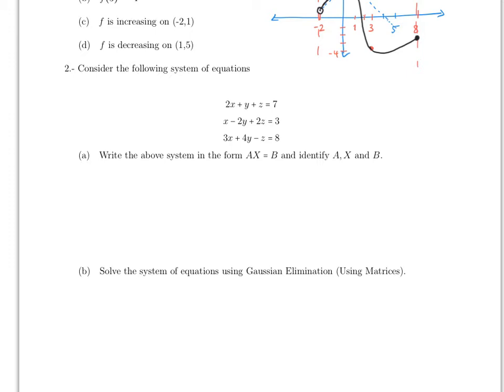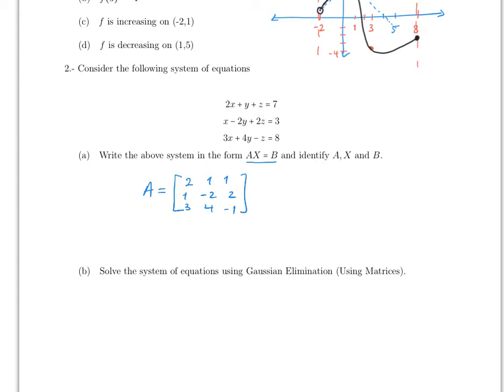Number 2 is asking you to write the system of equations in this form. Well, here you can tell that A is equal to [2, 1, 1; 1, -2, 2; 3, 4, -1].